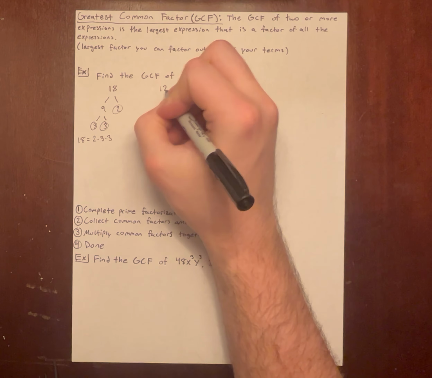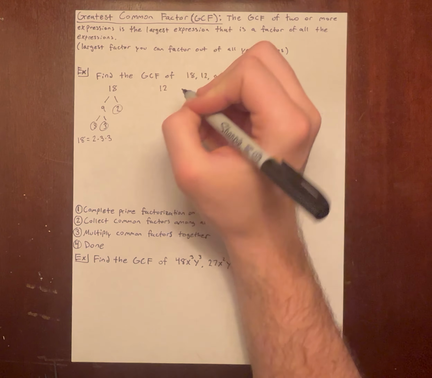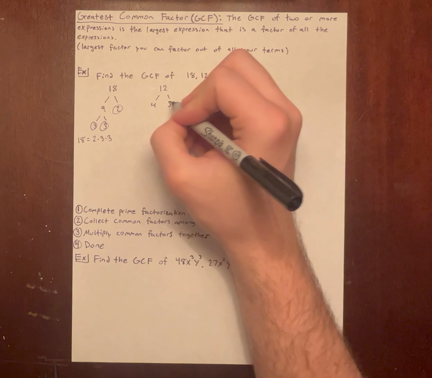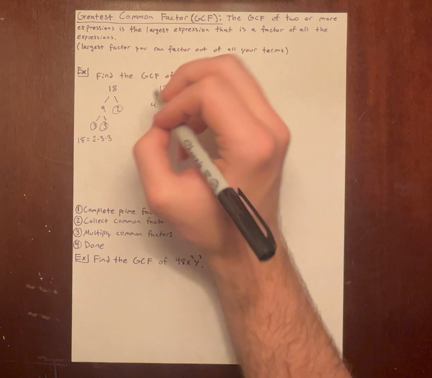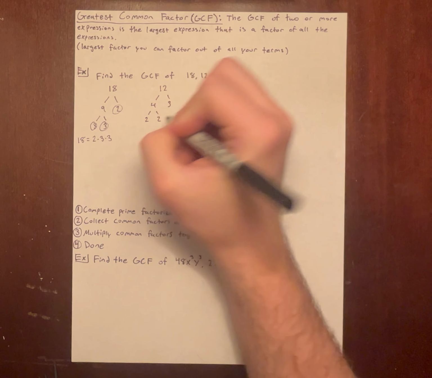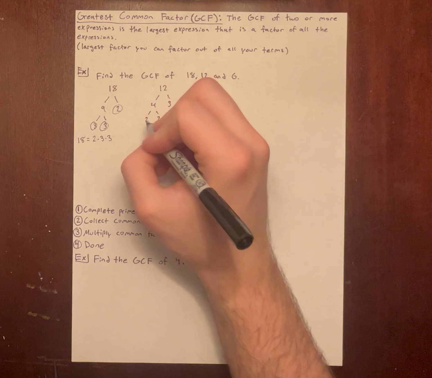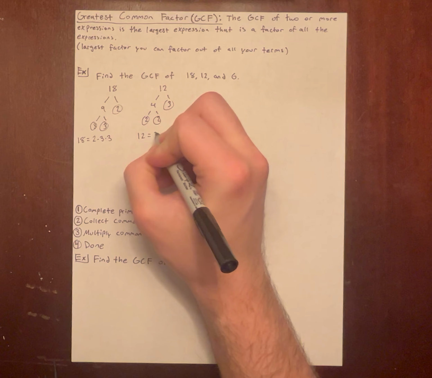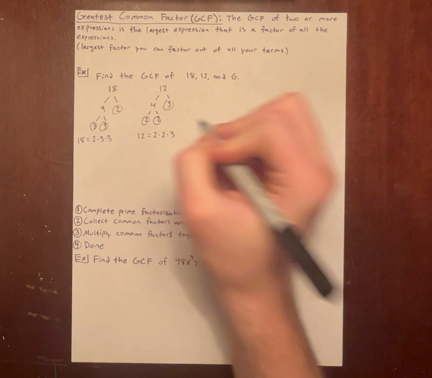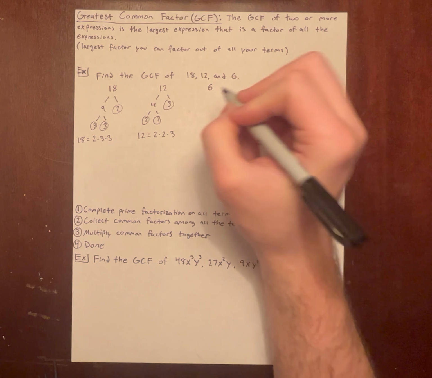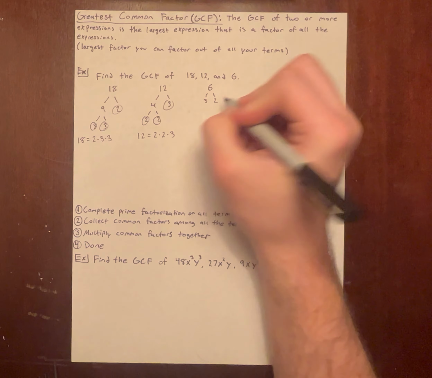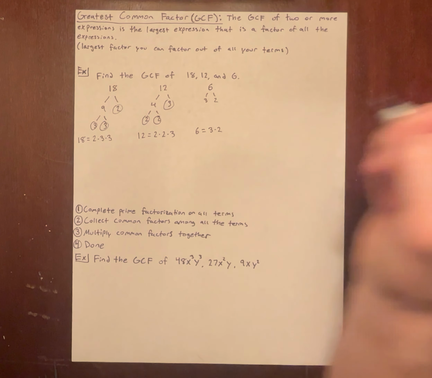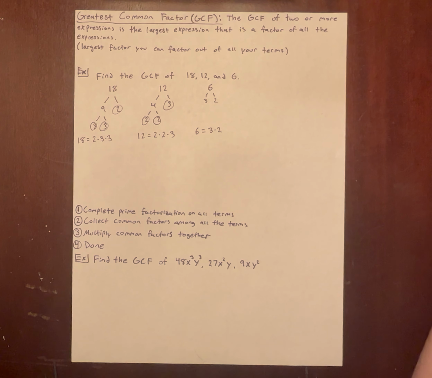Now going on and doing that with 12, let's split it up into 3 and 4 this time. 3 is a prime number, so either way we stop right here. 4 can be split up into 2 and 2. So again, 12 will have the prime factorization of 2 times 2 times 3. And then 6, we can split it up into 3 and 2. Those are both prime. So 6 has a prime factorization of 2 times 3, or 3 times 2.